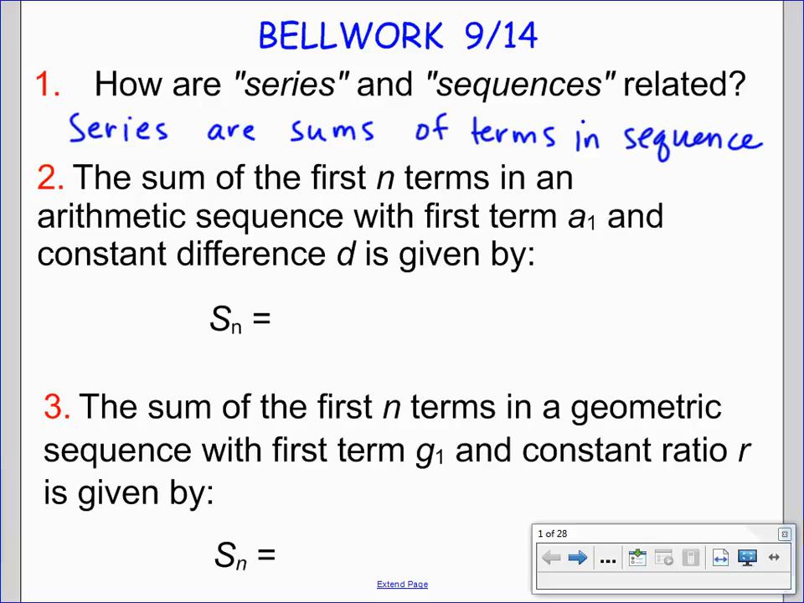Thank you. The sum of the first n terms in an arithmetic sequence with first term a sub 1 and constant difference d is given by, and I don't know that we need all of those, but we do know an arithmetic sequence has terms that are separated by that constant difference d. What is my partial sum S of n given by for a sum of n terms from an arithmetic sequence? Sophia? N times a1 plus a of n.